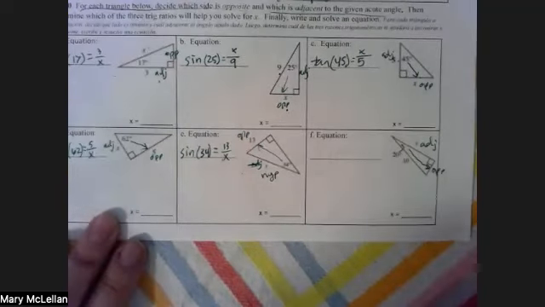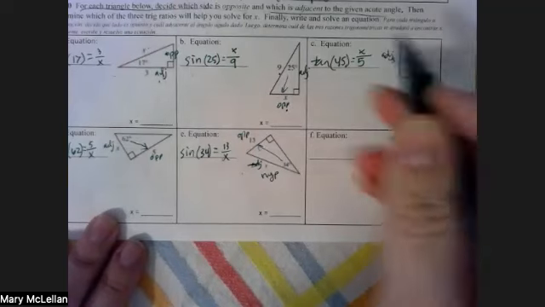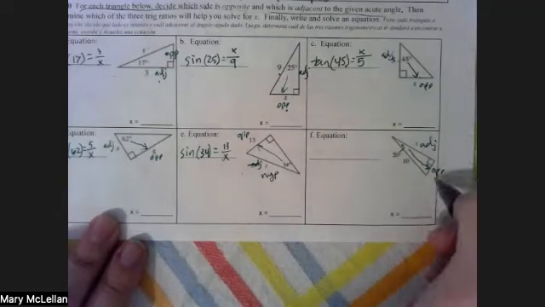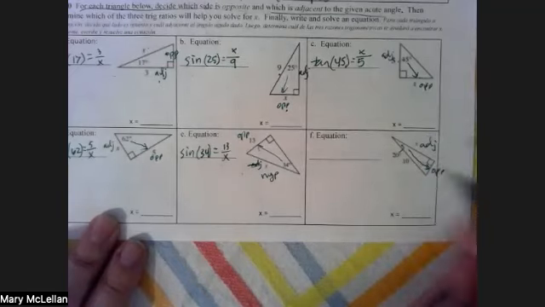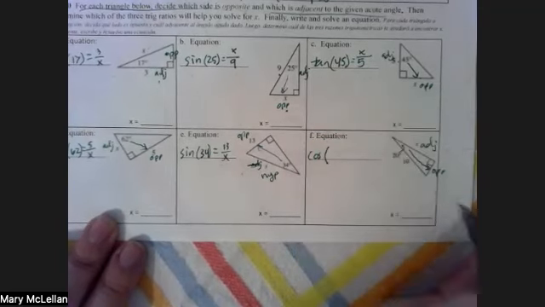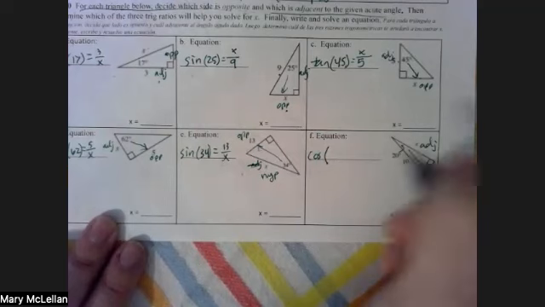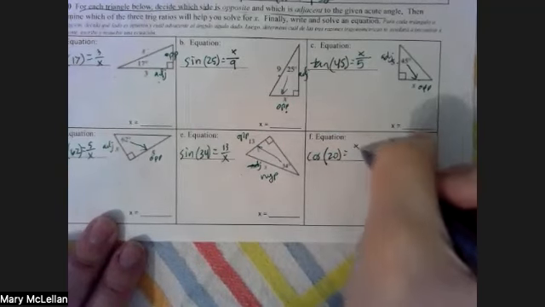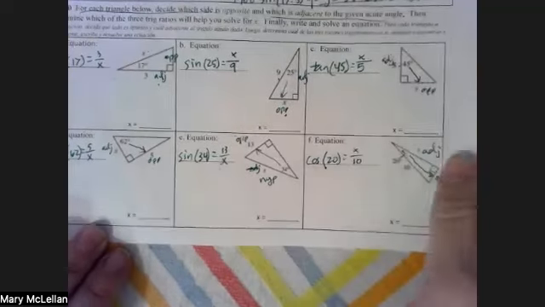Last one, I have opposite. No, I don't have opposite because I'm not trying to find any information for that leg. So I have adjacent and hypotenuse. So that's cosine. So I have cosine of 20 degrees equals x over 10. Now I have my equations and I will solve them.